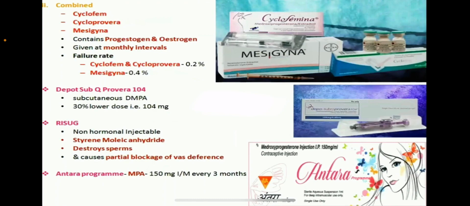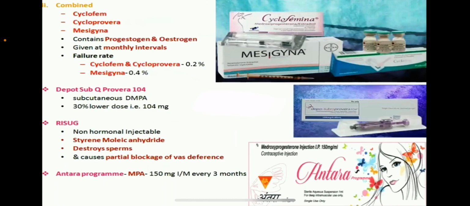So now let us move on to the combined injectable contraceptives. The injectables contain both progestogen and estrogen. They are given at monthly intervals.